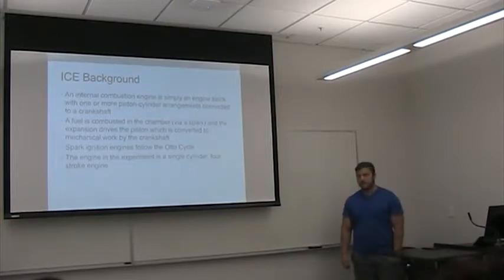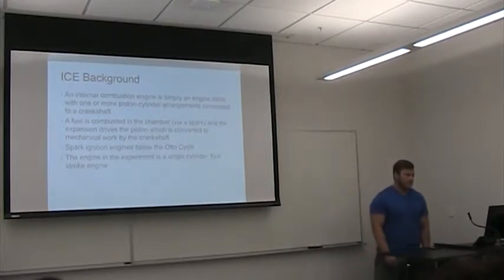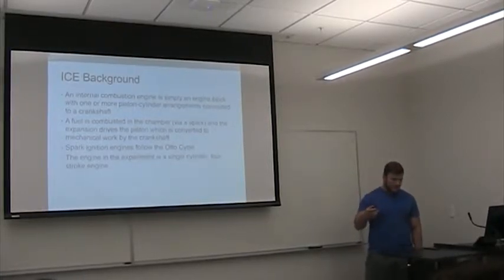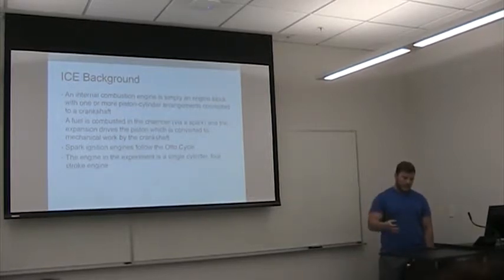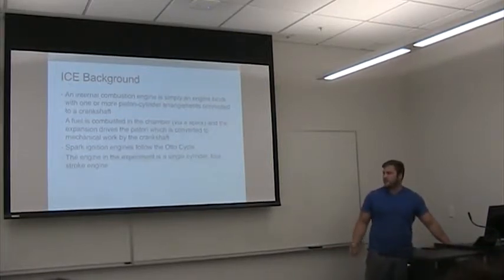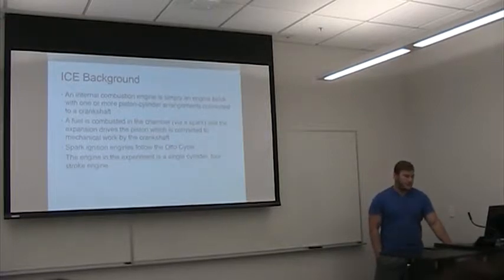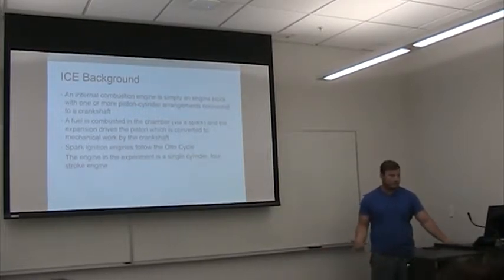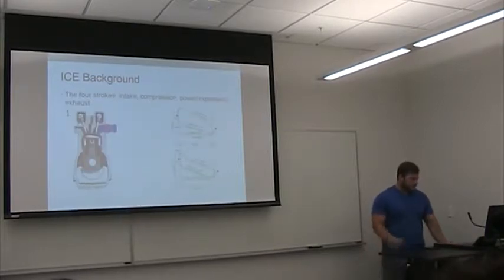Just background on internal combustion engines. Basically, it's just an engine block with one or more piston cylinders that's connected to the crankshaft, and fuel comes in and it's combusted and expands and it drives the crankshaft, and that's where we get mechanical work. And the spark ignition engines follow the Otto cycle, which is the ideal cycle for that. Our engine is a single cylinder 4-stroke engine, 420 cc, I believe.